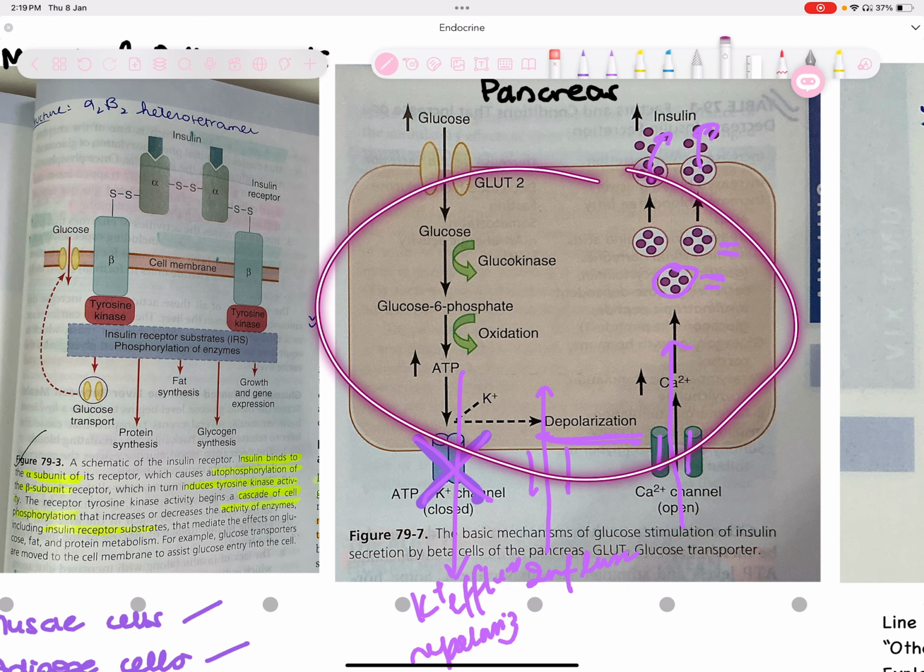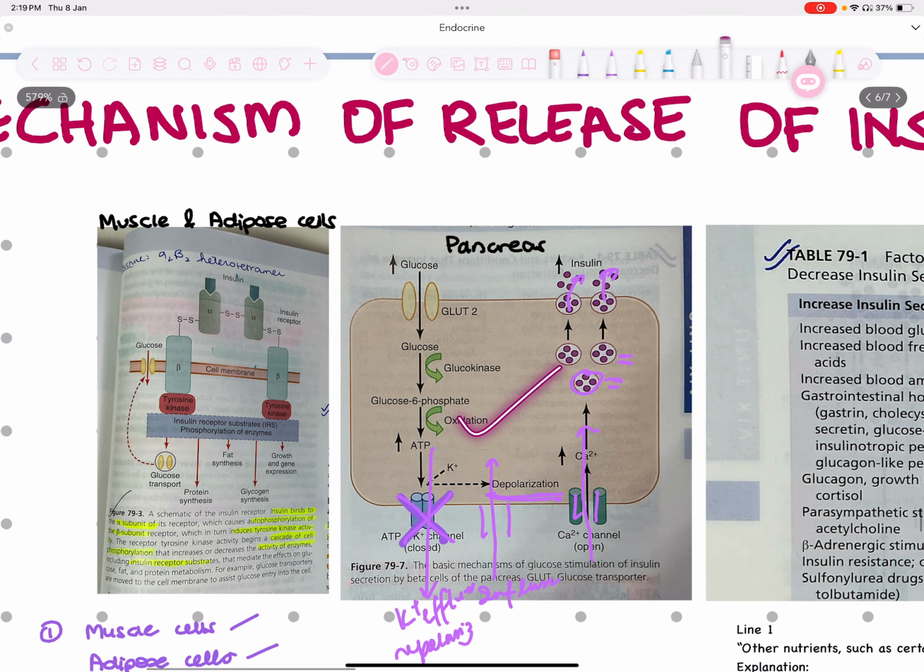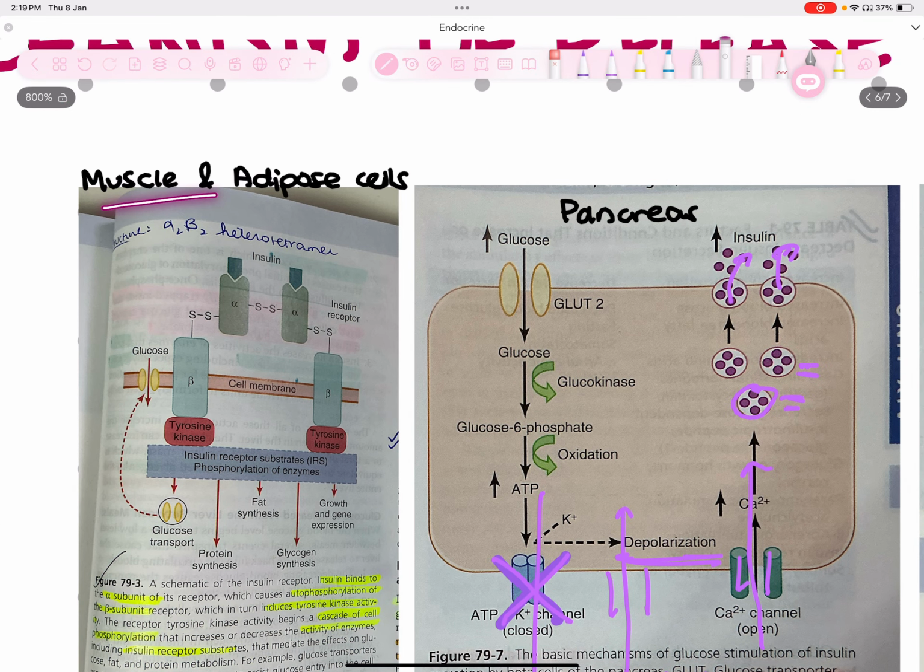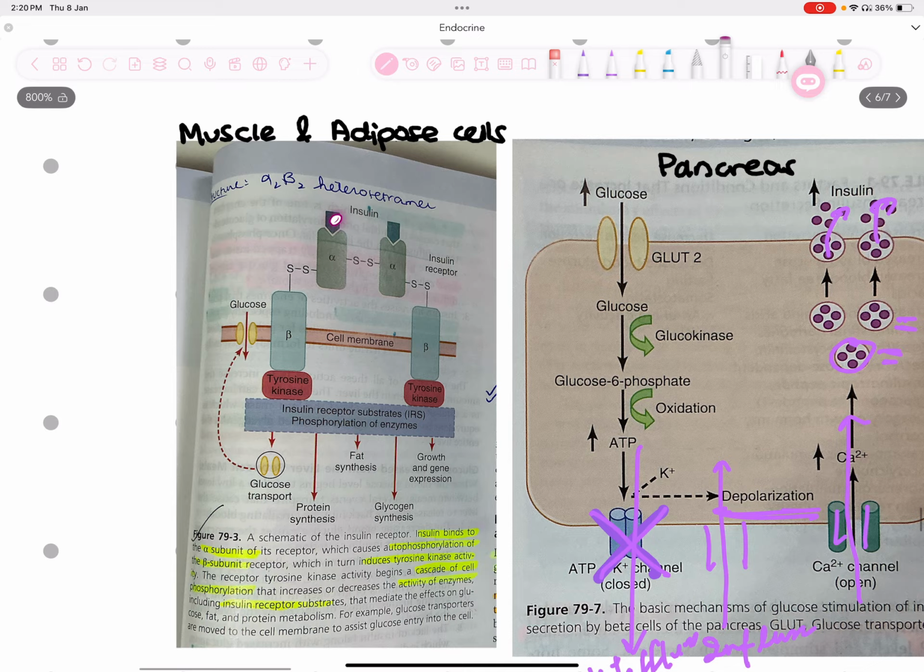Then this was pancreas. Now the pancreas synthesized insulin, and the pancreas released insulin. Now this insulin is going to go and act on the muscle and adipose tissue cells. What will happen? Insulin will come and it will bind to this alpha subunit. There are two alpha subunits and there are two beta subunits. It's going to bind to this insulin receptor.